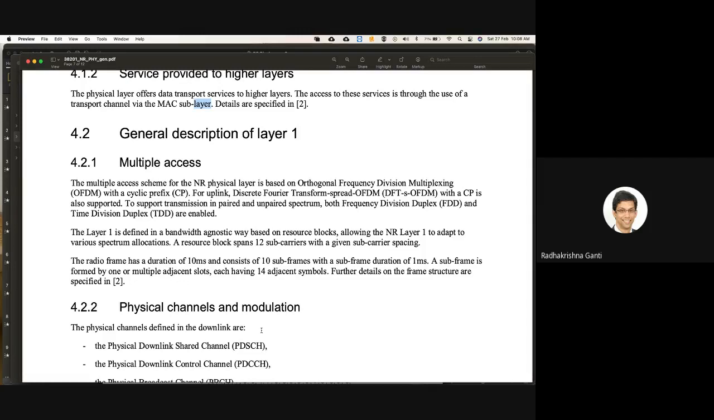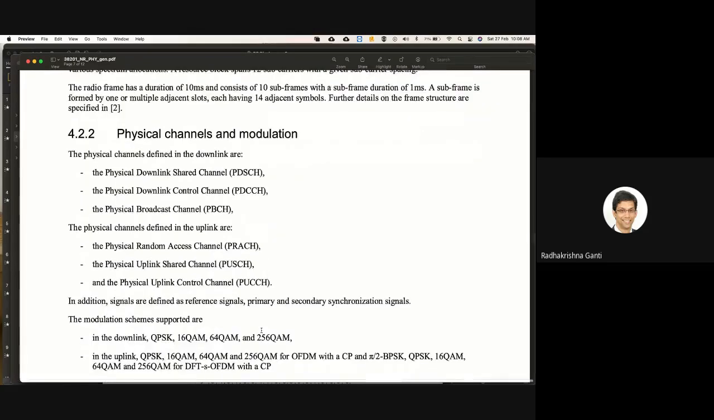It also talks about the radio frame and subframes and other things. We're going to go through this in detail in another document. So this is a very high-level descriptive document. It talks about what the different channels in the downlink are. This is something that's important. What are the channels that are there?